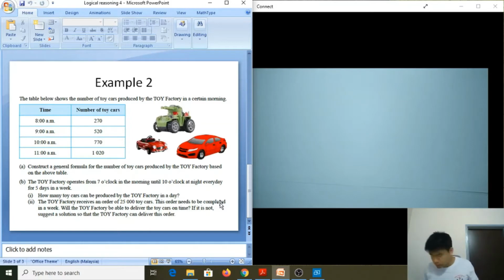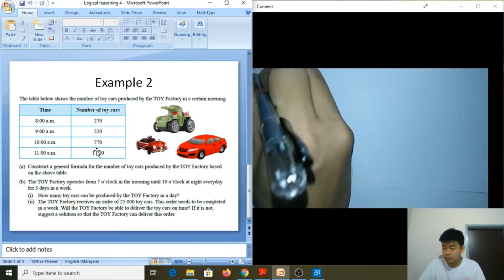Now, this is difficult. What kind of argument is this? Can you tell me? You are going from specific premises to a general conclusion. Whenever you are deriving a formula, it means that you are constructing a general statement. So this is called an inductive argument. First you need to take a look at the number of toy cars. I'm going to write the sequence down here, example 2.